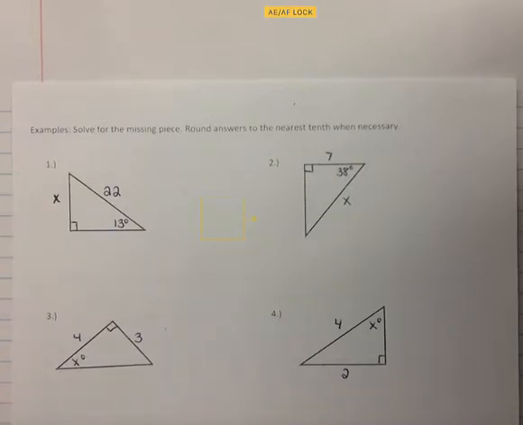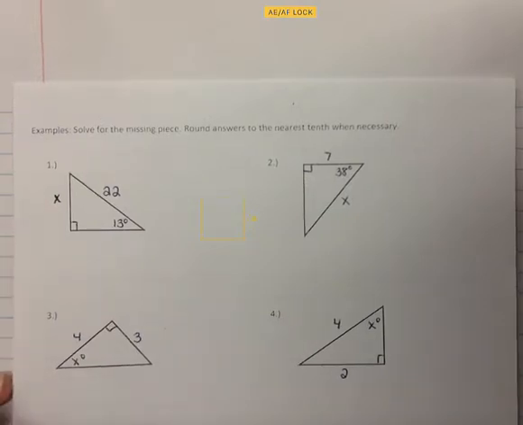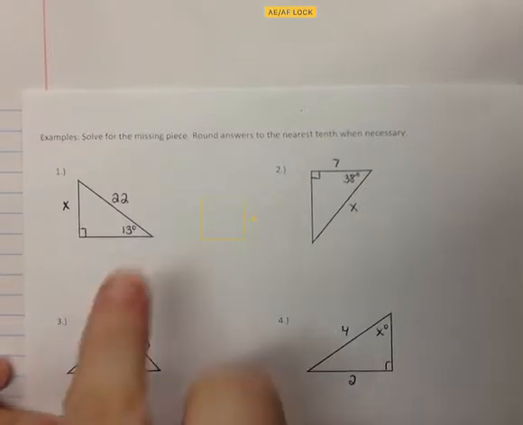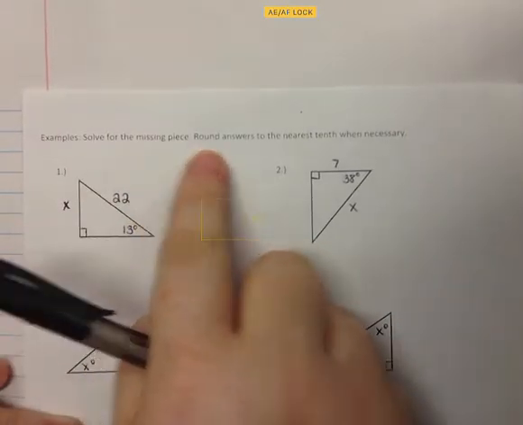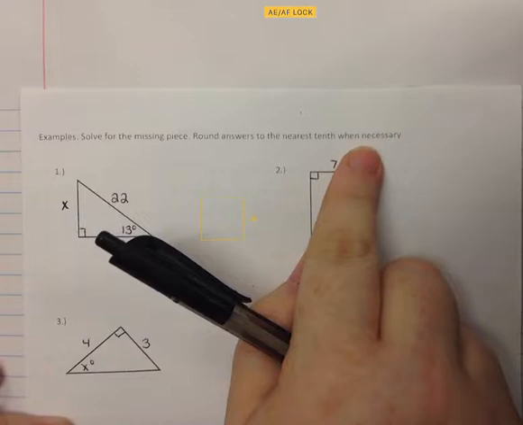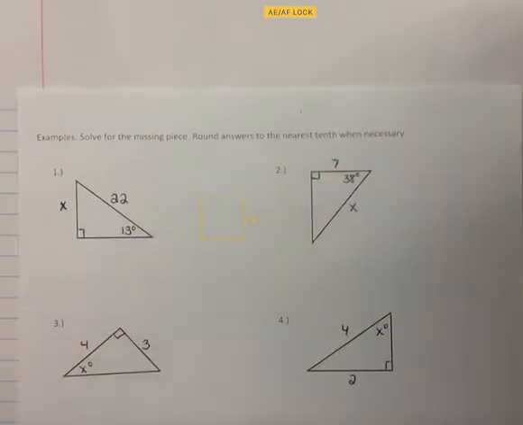This video is on examples of solving right triangles using trigonometry. We're going to solve for the missing piece, and we're going to round answers to the nearest tenth when necessary. So we could be asked to solve for an angle or a side.